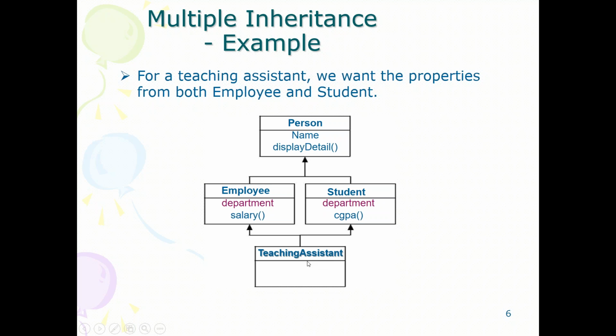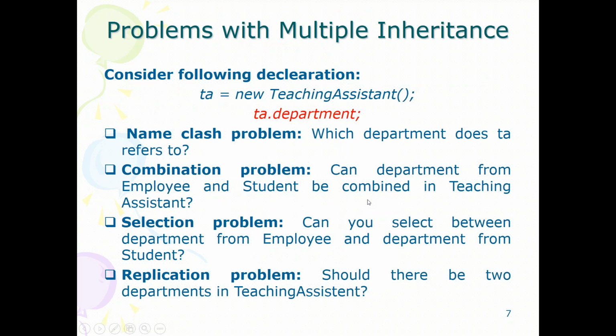But here you see, teaching assistant extends employee, student — not possible, right? This is called multiple inheritance. For a teaching assistant, we want the properties from both employee and student, as in a real-life scenario. This is how you can write a program based on this. See, a person may be an employee, a person may be a student.